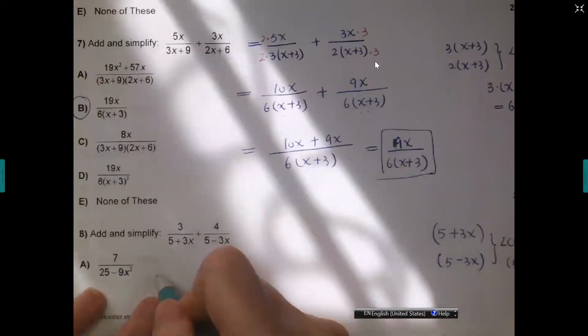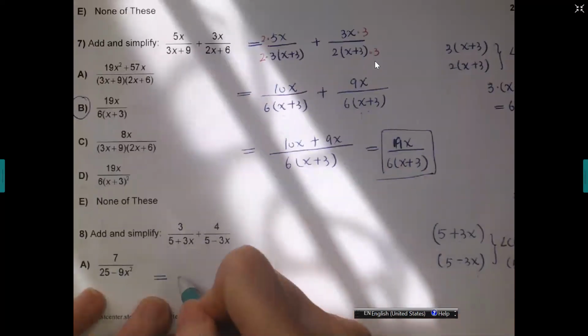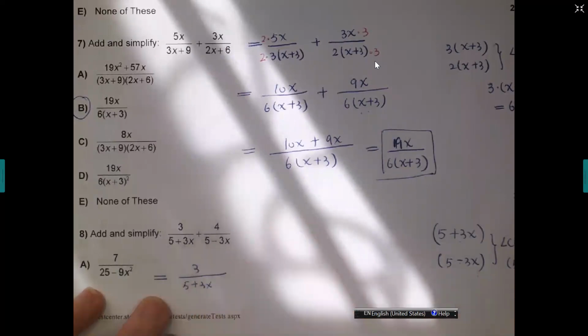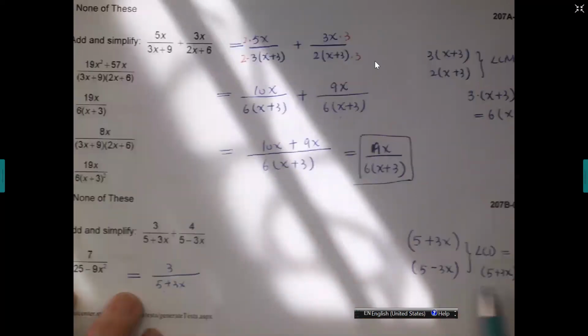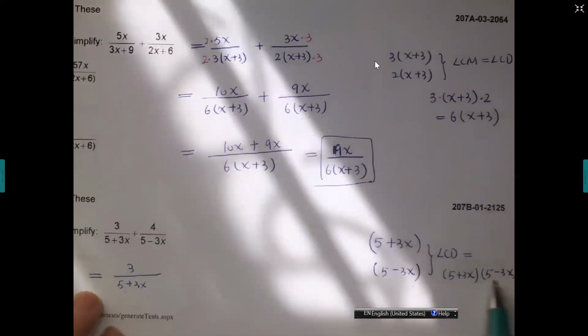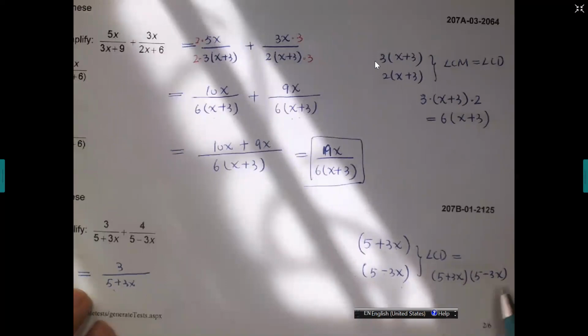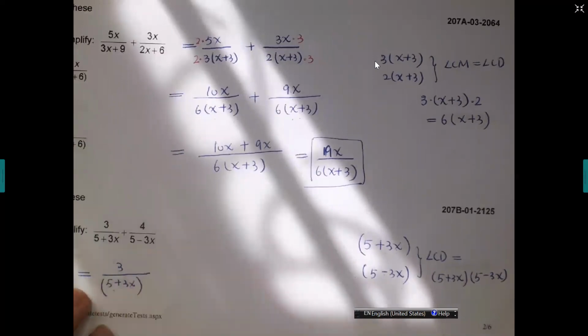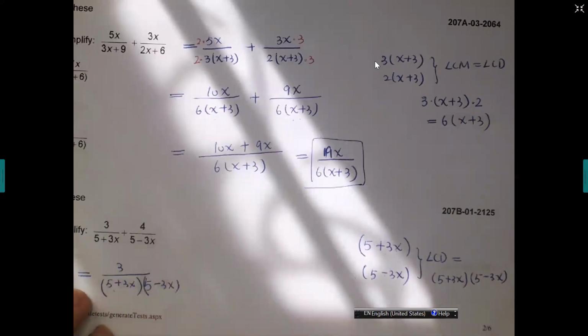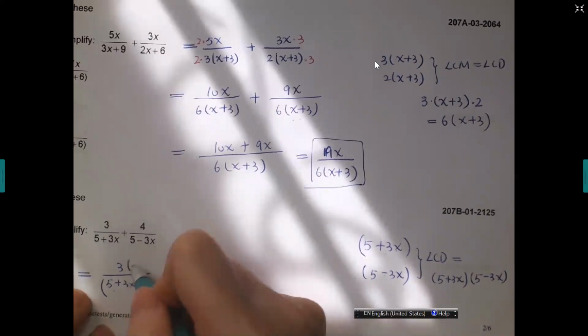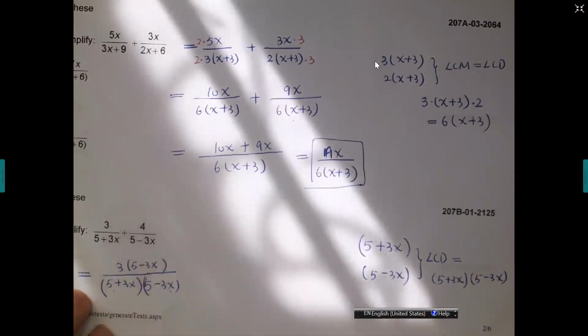Okay, what do I do? Equals. Write down the first one, 3 over 5 plus 3x. So compare this old one with the LCD. What is missing here? We are missing 5 minus 3x. So then we have to multiply by 5 minus 3x, in parentheses. Whatever we do to the denominator, do the same thing to the numerator. Also multiply by 5 minus 3x.